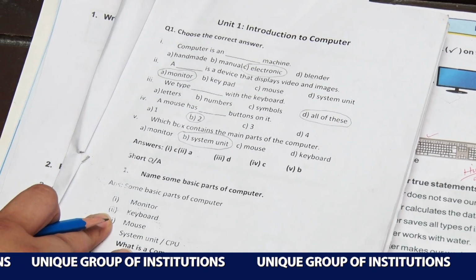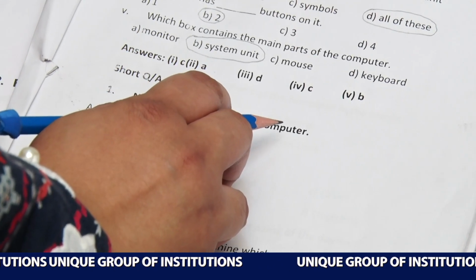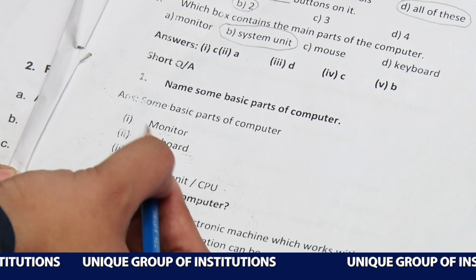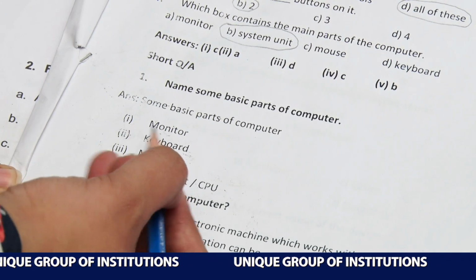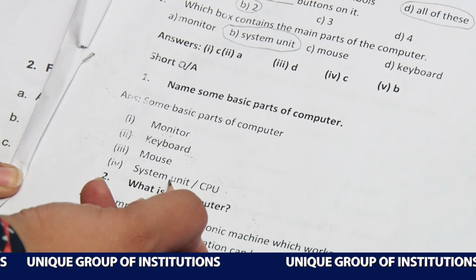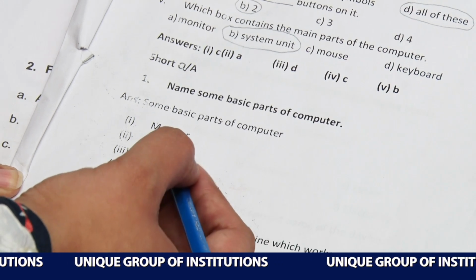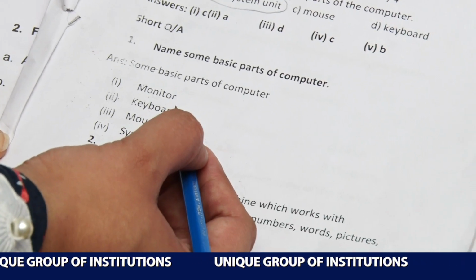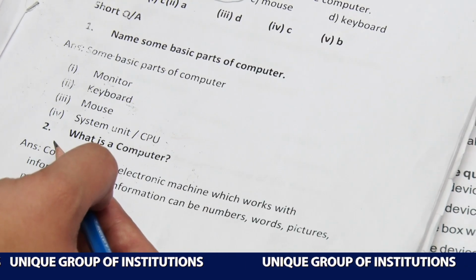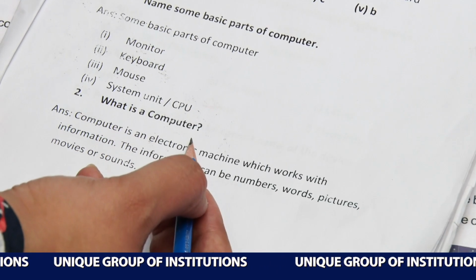The first short question answer is, name some basic parts of computer. The answer is, some basic parts of computer. First, write 1 here and then monitor, 2 keyboard, 3 mouse, 4 system unit / CPU. So you have to check the spellings and formation very vigilantly and don't make any mistakes. Right? After that, move on to the question number 2, that is, what is a computer?